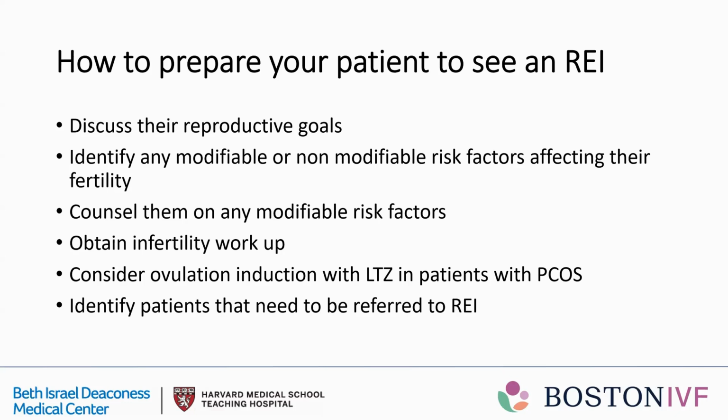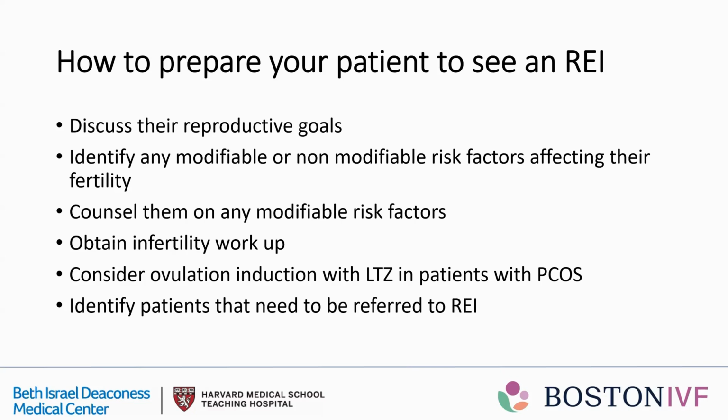So any patient that is of reproductive age, talk to them about what goals they have, identify if they have any modifiable or non-modifiable risk factors, and talk to them about them, especially the modifiable ones, to see if there's anything you can do to help them optimize their natural fertility.